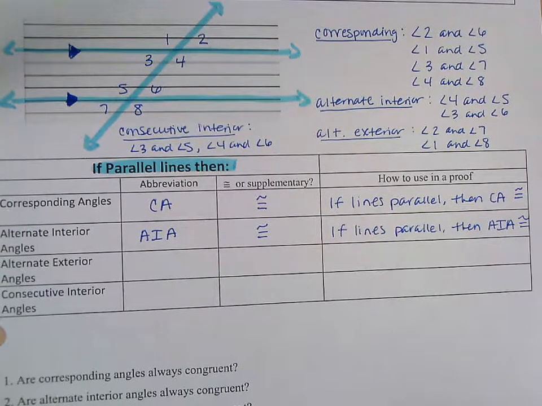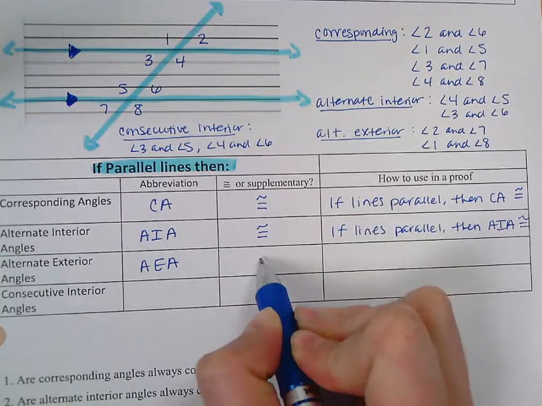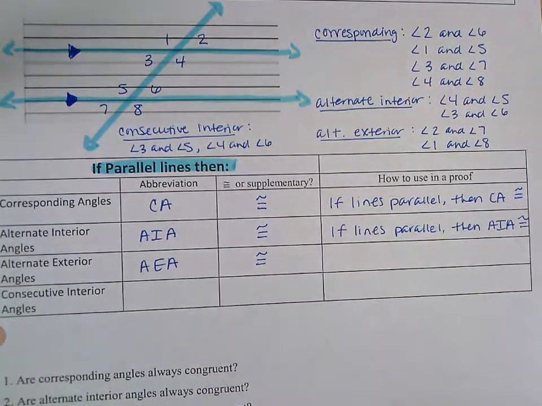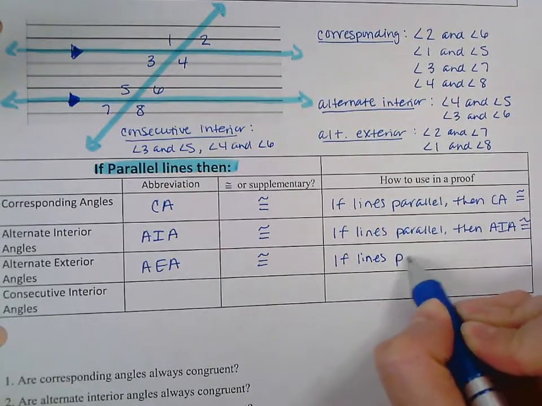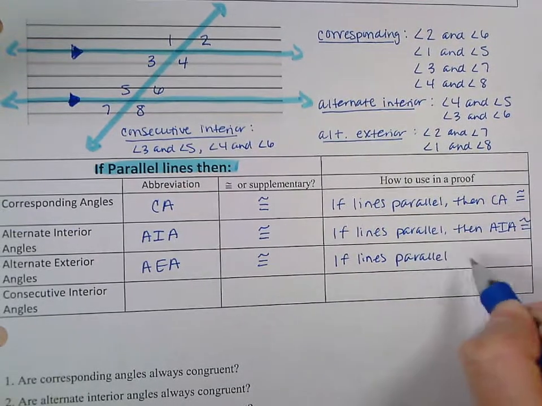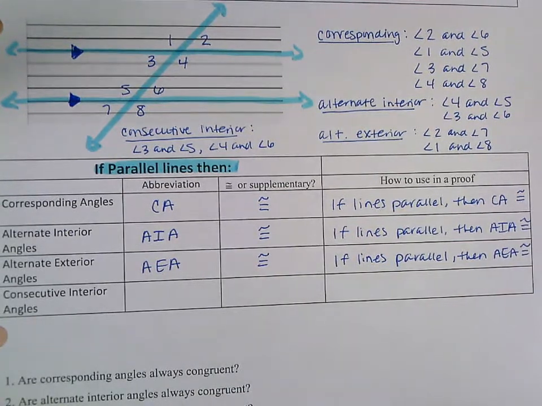Alternate exterior angles are also congruent if the lines are parallel. So alternate exterior angles you can write as AEA, and these are also congruent. So in our picture, 2 and 7 are congruent and 1 and 8 are congruent. And that would be if lines are parallel, then AEA for alternate exterior angles, those are congruent.